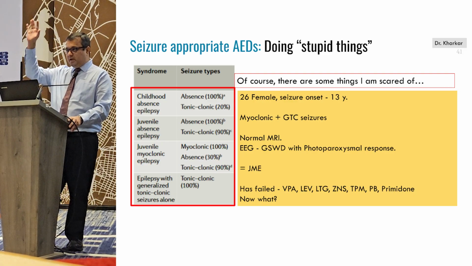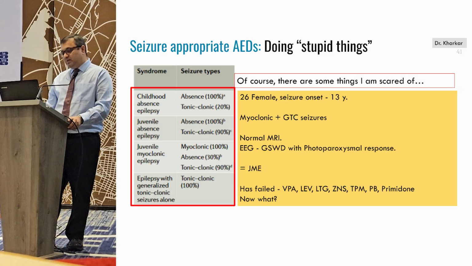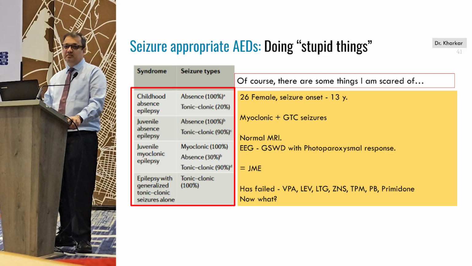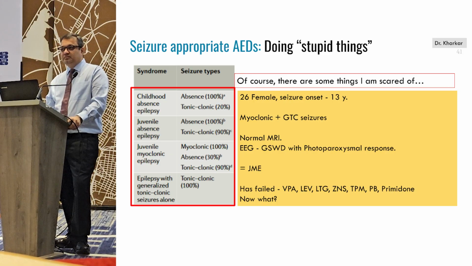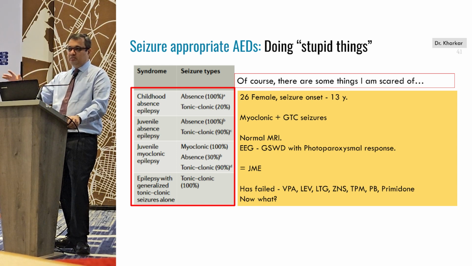Juvenile myoclonic epilepsy, right? Everybody agrees? Now, but this person has failed Valproate, Levetiracetam, Lamotrigine, Zonisamide, Topiramate, Phenobarbital, Primidone. What will you do next? Fail means combination. This is a published case, not my case. Everything, combinations, high dose therapy does not work. And this is drug resistance. I mean, you're compliant and everything.